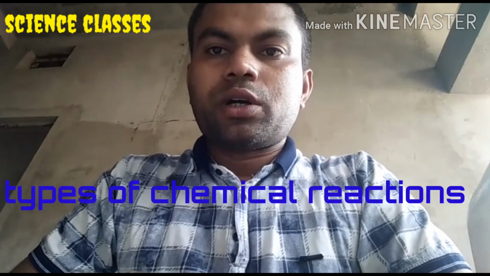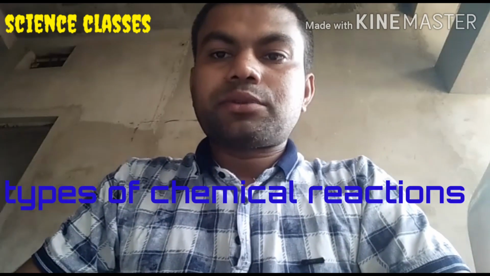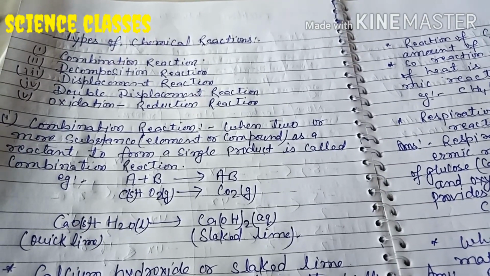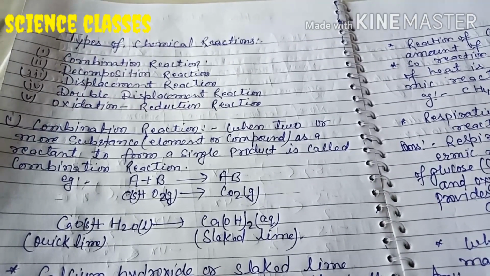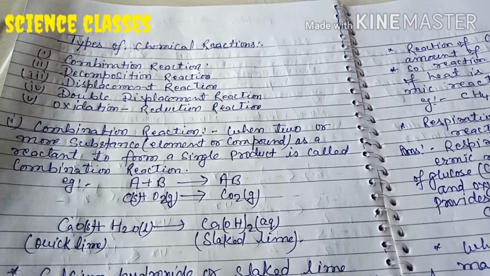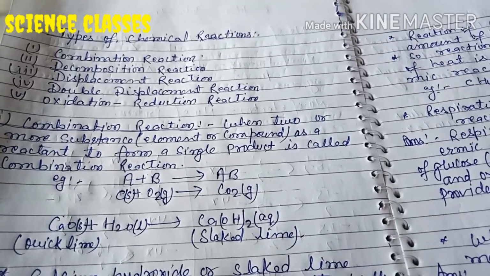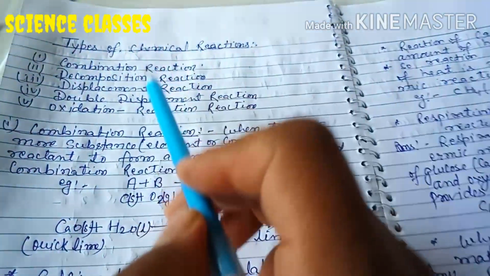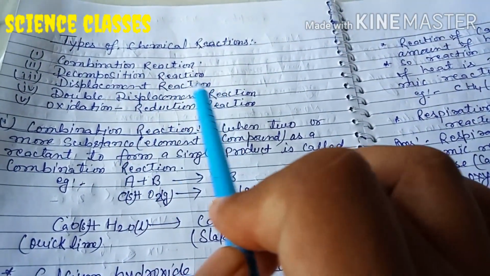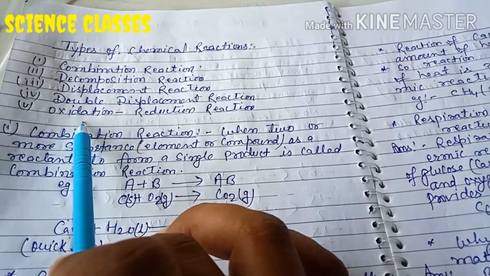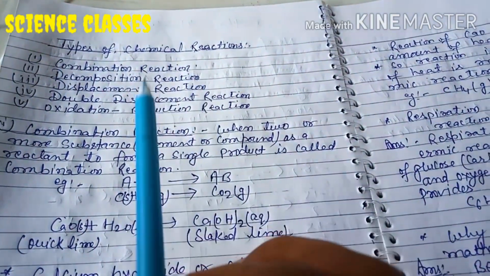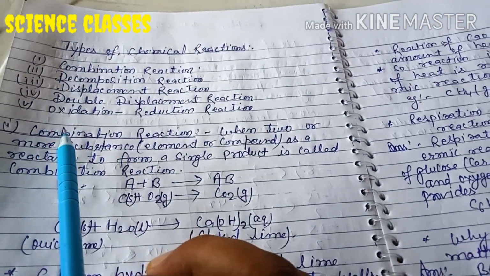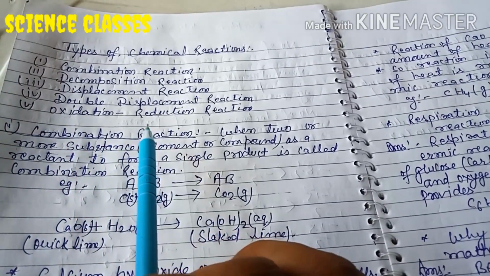Today we are going to discuss the types of chemical reactions. So let's begin. Here we have five types of chemical reaction. First, combination reaction. Second, decomposition reaction. Third, displacement reaction. Fourth, double displacement reaction. And fifth, oxidation reduction reaction. First we will discuss combination reaction.